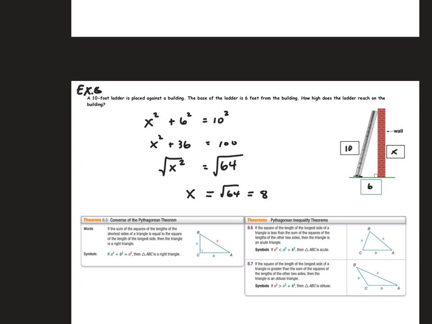Hopefully you guys pressed pause and saw the answer. So after checking your work, you should get that x is equal to 8. So the ladder would reach 8 feet up the wall.